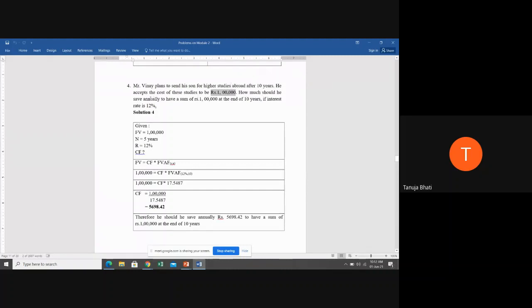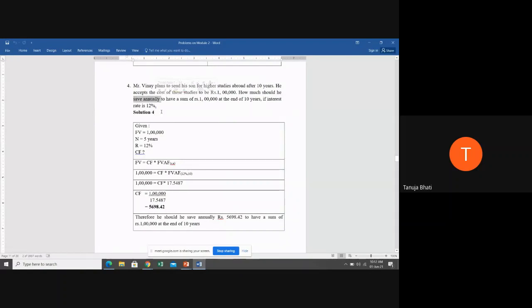How much should he save annually to have a sum of 1 lakh at the end of 10 years if the interest rate is 12%? So what is happening here, students? Here the future value he wants after 10 years in his hand is 1 lakh. So he's asking how much he should save from now onwards, for 10 years at the rate of interest of 12%, so that he can get 1 lakh after 10 years. So how do we find out this, students? How much should he save annually?